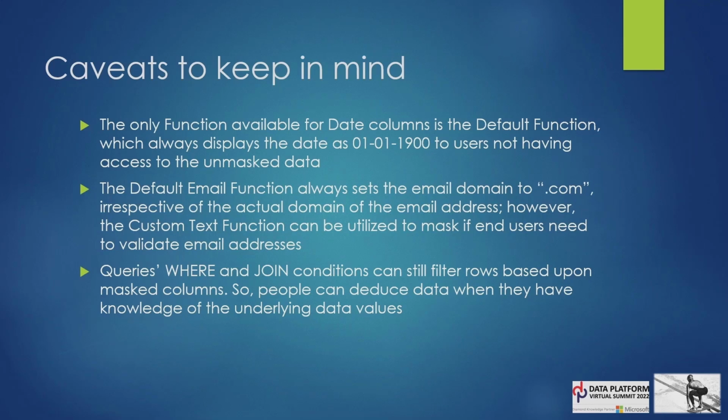However, if you have a scenario where you are showing part of the email address to your customer service representative to be validated, instead of having the default function, you can use the custom text function to have granular control over what part a normal user can see and what domain name they can see.